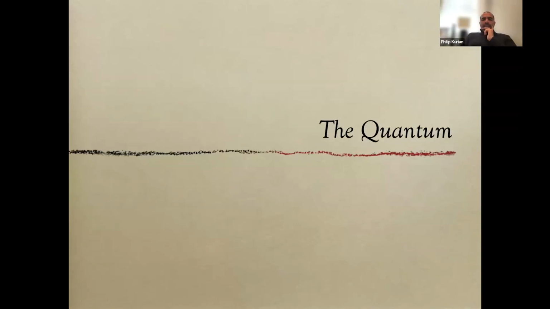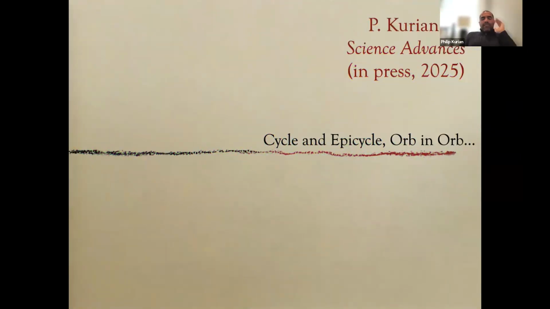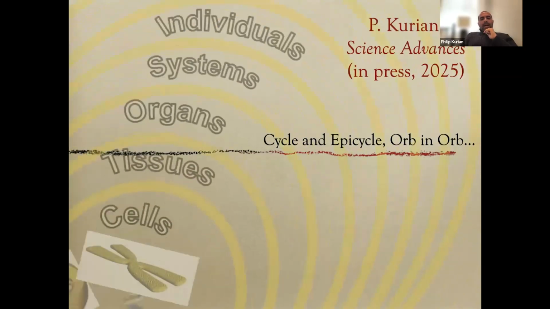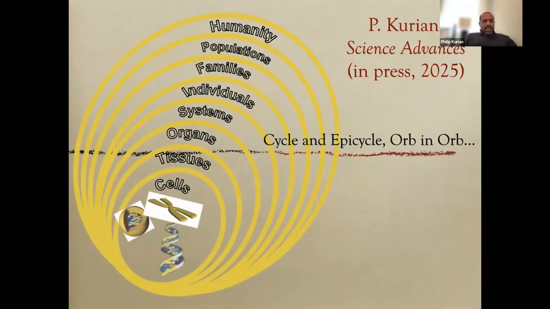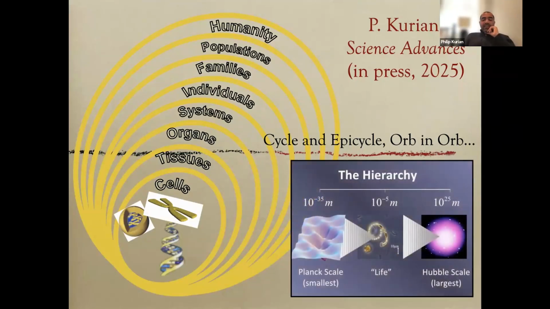Okay, so I'm going to dive a little bit deeper into the quantum realm. For the sake of time, I will refer you to a recent paper of mine that was accepted in Science Advances and will be published later this month. I encourage you to take a look, as it fleshes out this argument much more deeply. But at least intuitively, let's take a word from Milton: cycle and epicycle, orb and orb. We are all beholden to cycles in the cosmos, as well as cycles at the human scale, and cycles that are much faster than our conventional human experience. And so what does the hierarchy of those cycles look like?